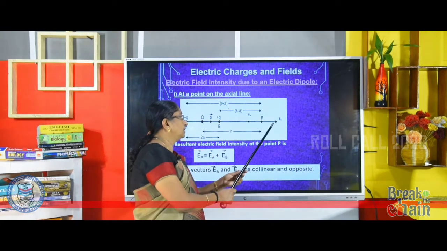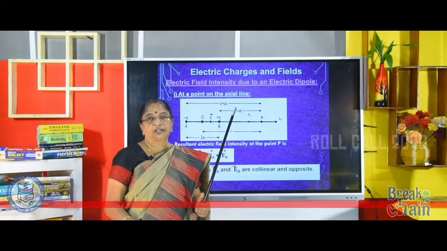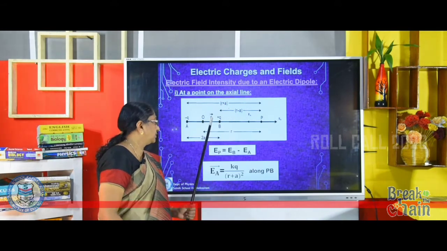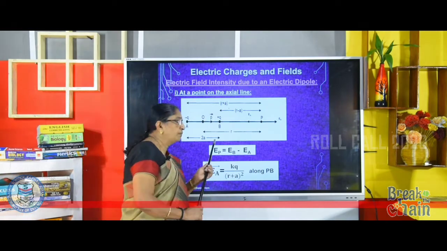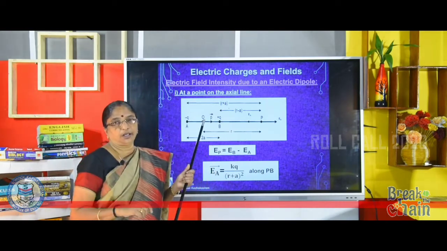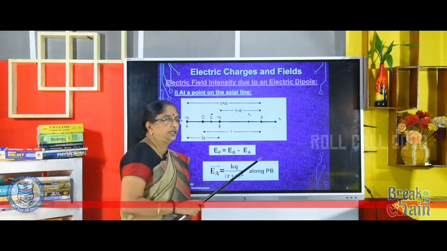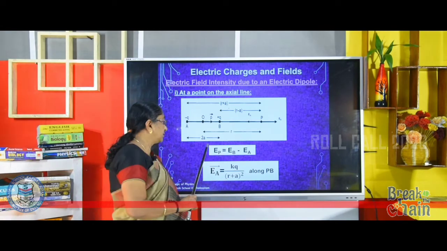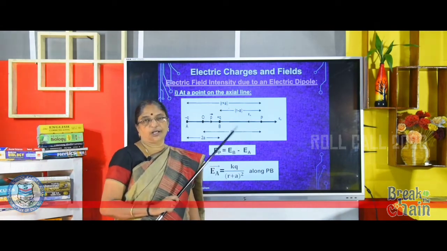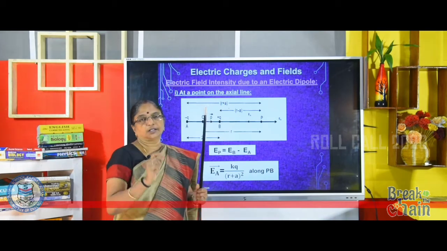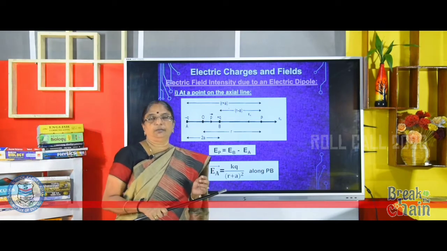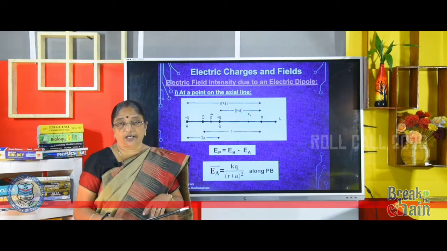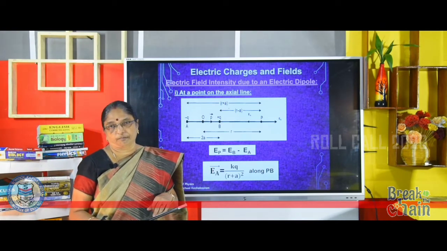And here which is greater? EB is greater than EA. So vector EB is greater than vector EA. So what is the magnitude of EP? Simply EB minus EA. I didn't put the vector sign here, which shows that the magnitude of the resultant field at P is the difference between EB and EA. It must be EB minus EA because EB is greater.